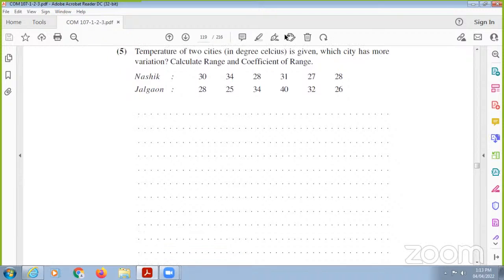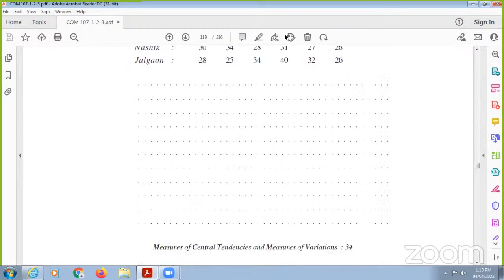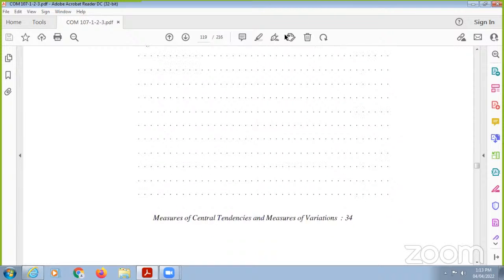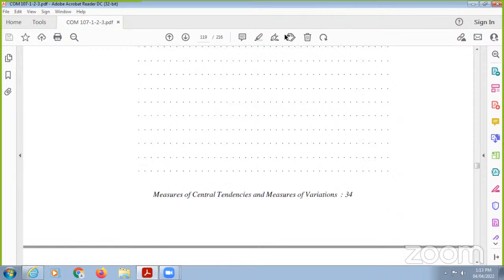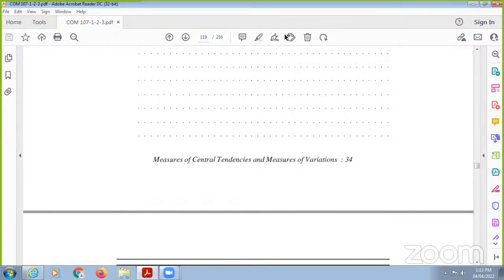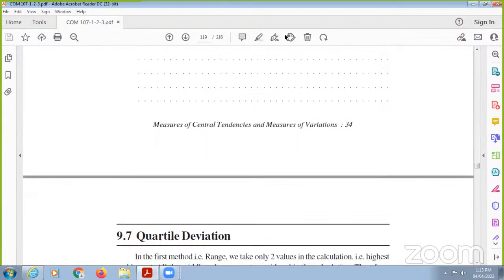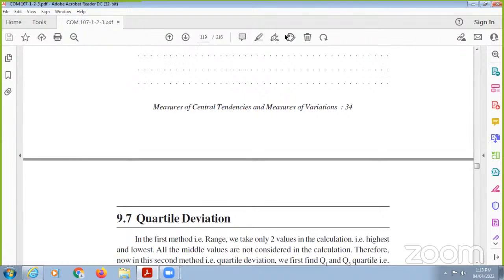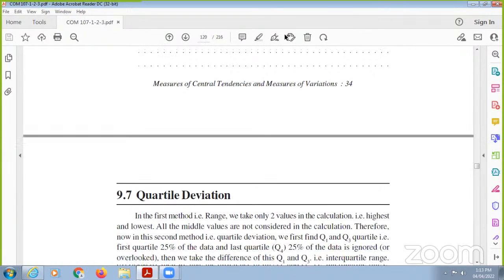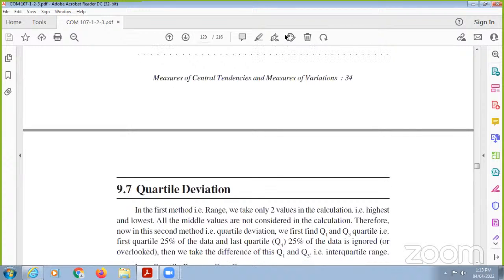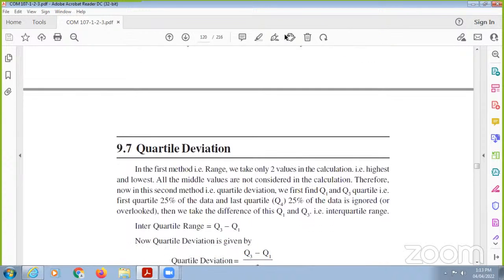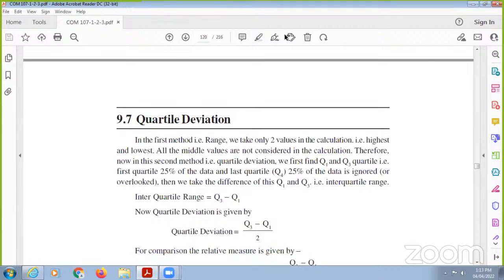Here we first find Q1 and Q3, that is quartile 25 and quartile 75. The interquartile range formula is Q3 minus Q1, that is quartile third minus quartile 1. Quartile deviation is equal to Q3 minus Q1 upon 2. This is the formula. Then the coefficient of quartile deviation is equal to Q3 minus Q1 upon Q3 plus Q1.